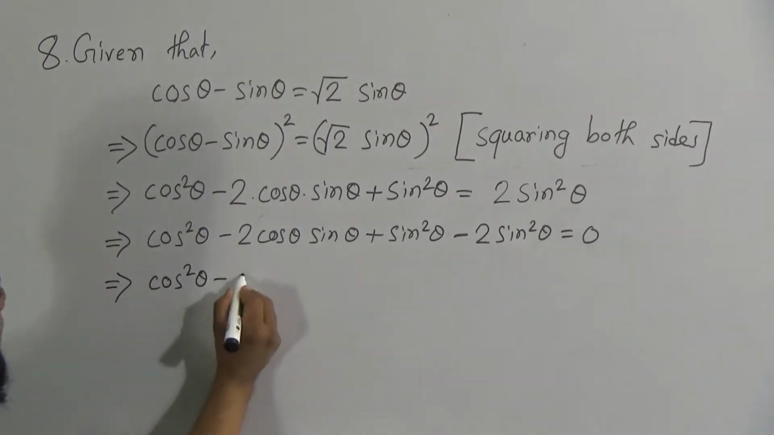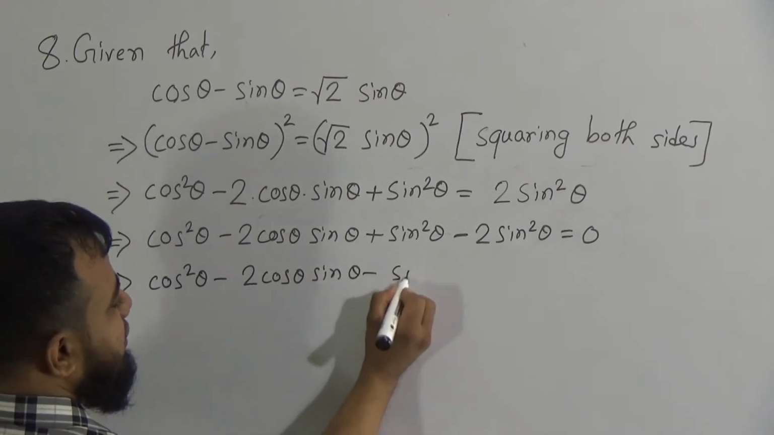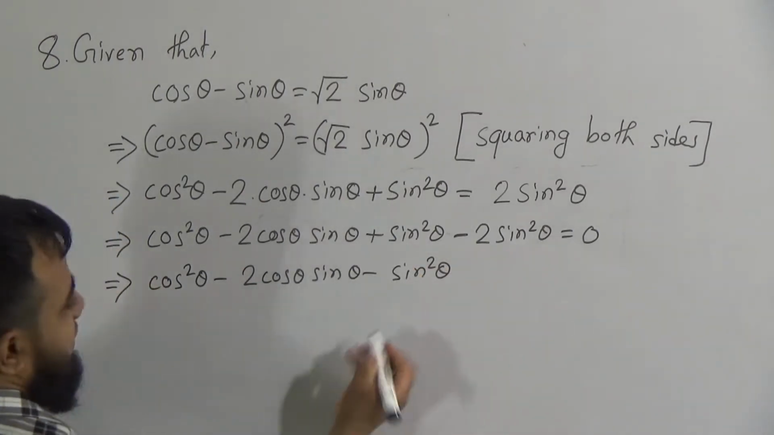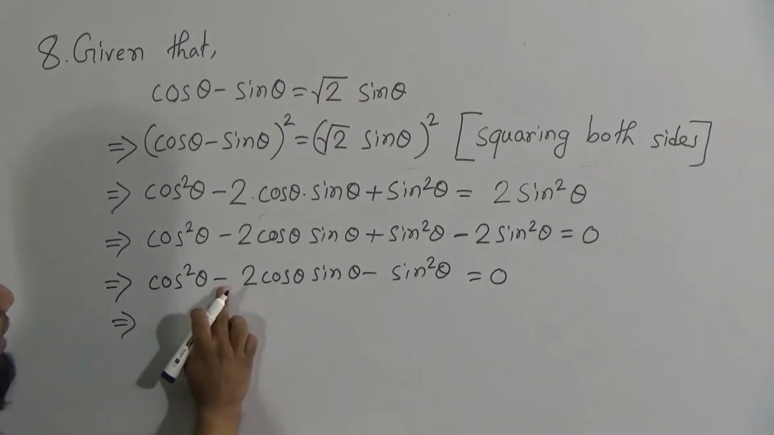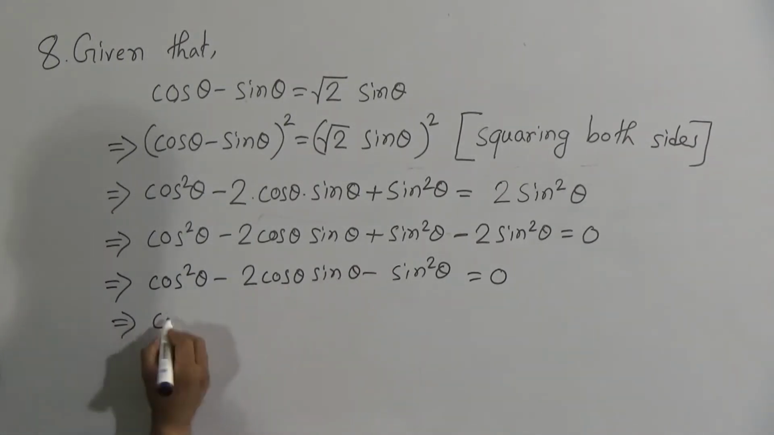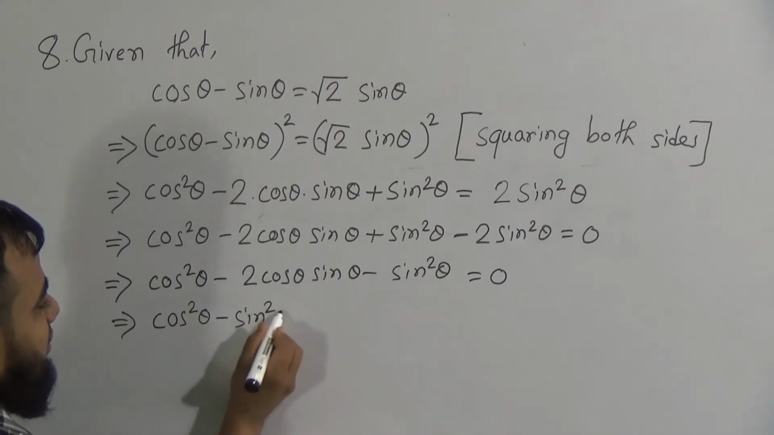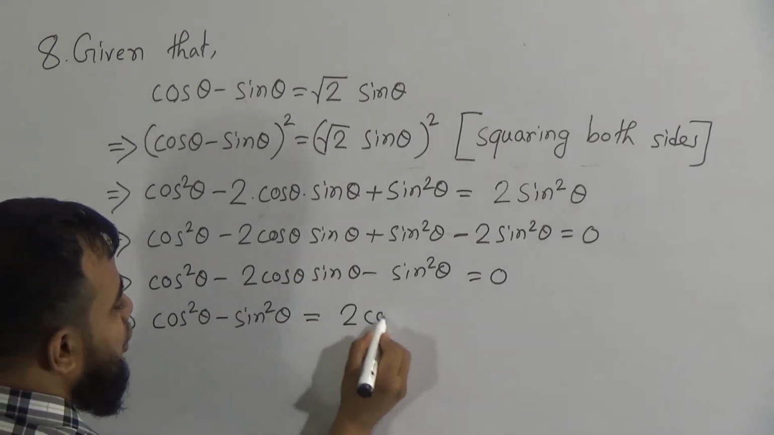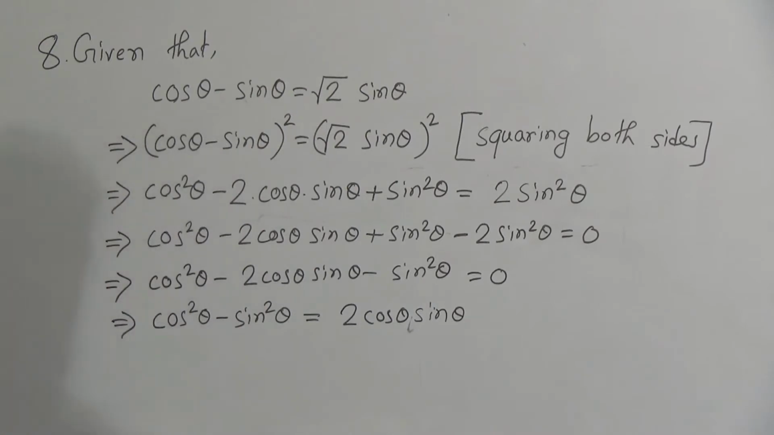Cos square theta minus 2 cos theta sin theta minus sin square theta is equal to 0. Now we can transfer this minus 2 cos theta sin theta to the right side, and we will get a plus sign before it. So on the left side we now have cos square theta minus sin square theta, and on the right side we get 2 cos theta sin theta.